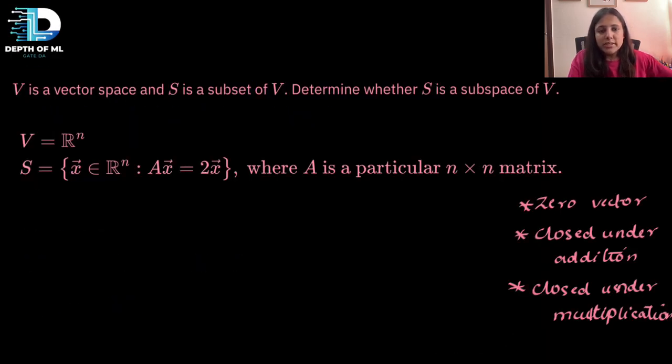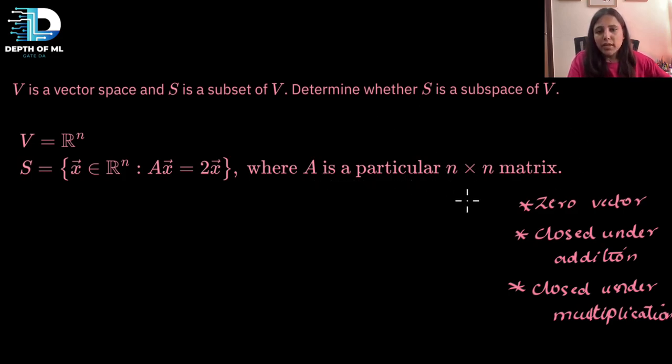Okay. Now let's take a look at this next question, where again a vector space has been given to you, and a subset of those vectors that are part of the vector space. We have to determine whether S can be qualified as a subspace or not. Okay. So V is in Rn. It means that the vectors in the vector space V will have n coordinates, and the set S, which is a subset of vectors taken from V, is of this form, where x belongs to Rn, Ax equals 2x, where A is a particular n cross n matrix.